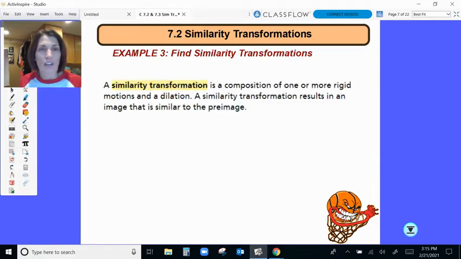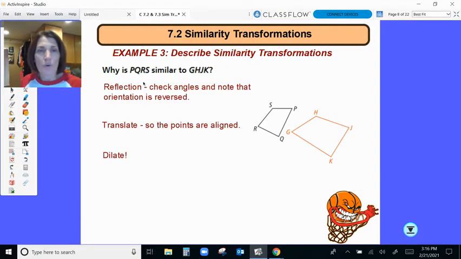Okay. All right, so a similarity transformation is a composition of one or more rigid motions and a dilation. A dilation makes it similar, because it makes it bigger or smaller. So it's a composition of one or more rigid motions and a dilation. A similarity transformation results in an image that is similar to the pre-image.